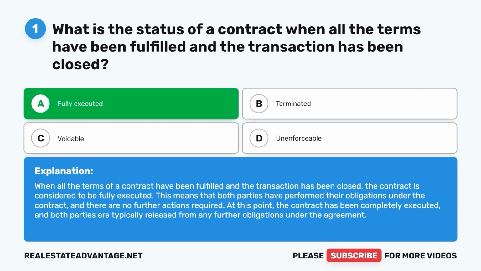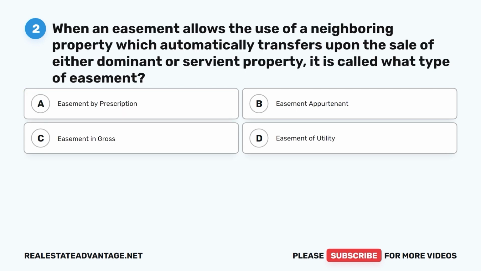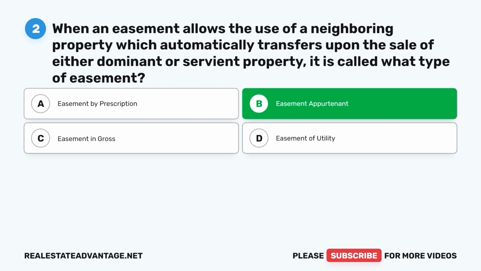the agreement. Question 2. When an easement allows the use of a neighboring property which automatically transfers upon the sale of either dominant or servient property, it is called what type of easement? A. Easement by prescription. B. Easement appurtenant. C. Easement in gross. D. Easement of utility. The correct answer is B. Easement appurtenant.